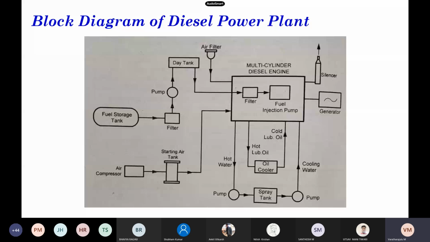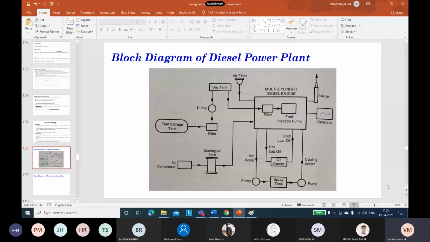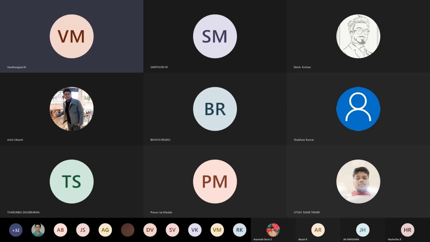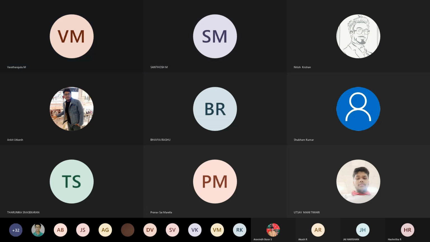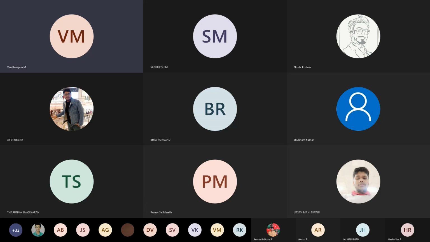Do you have any doubts with this diesel power plant? Already it is 11:24. Do you have any doubts with the system? Santosh? Yes, sir. Do you have any doubts? No. Bhavya?